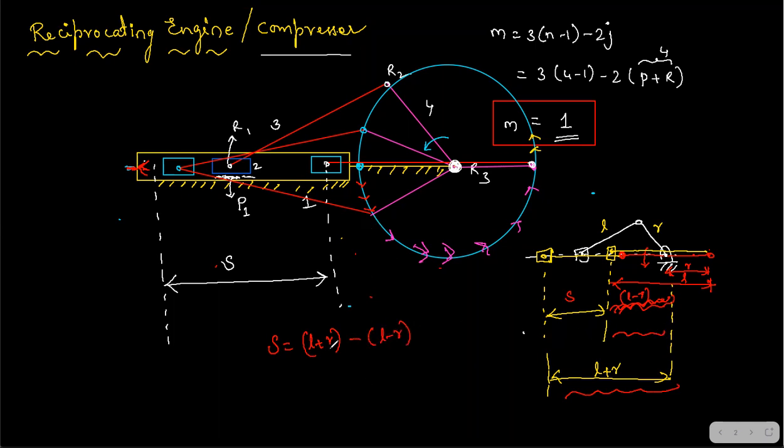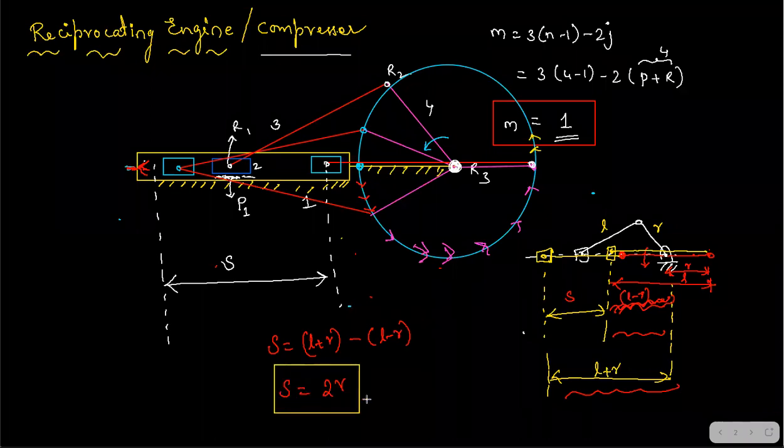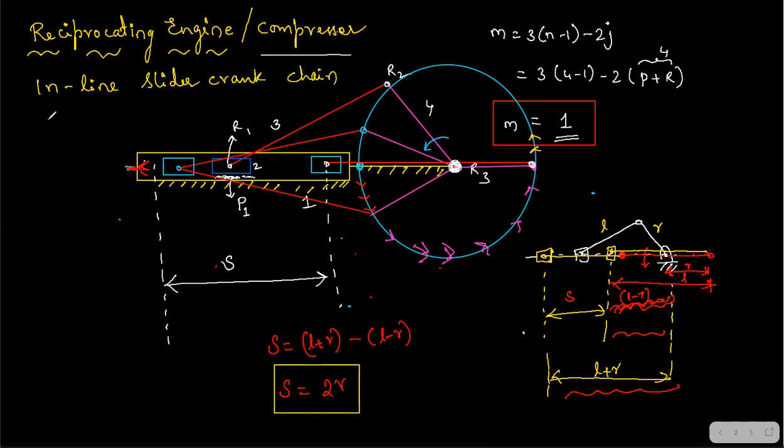This way we derived that the stroke length is equal to, L gets cancelled, and the answer is 2R. It means 2 times the crank radius is the stroke length. 2 times the crank radius is the stroke length for an inline slider crank chain. You call it an inline slider crank chain or linkage. It is an inline slider crank linkage. Better to call it a linkage than a chain.